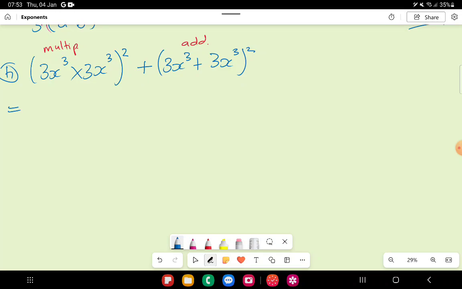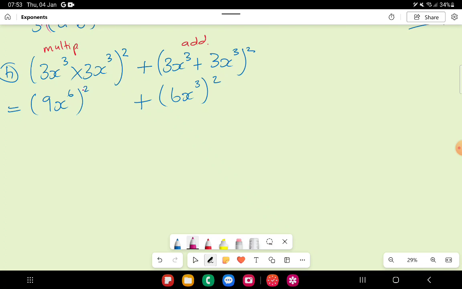Inside our first bracket, can we multiply those two? Yes, we can. So I'm keeping my bracket. 3 times 3 is 9. x, 3 plus 3 is 6. Close bracket. On the right hand side, I'm going to say 3x cubed plus 3x cubed is going to be 6x cubed. And I keep my squares outside of the brackets. That is how we multiply versus how we add. You need to know the difference.